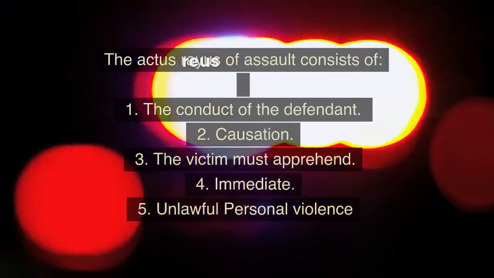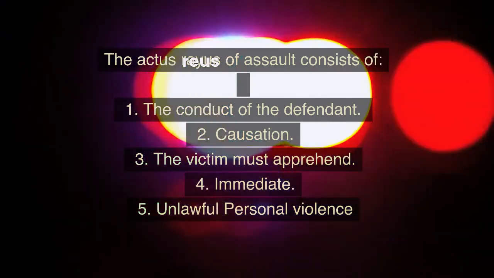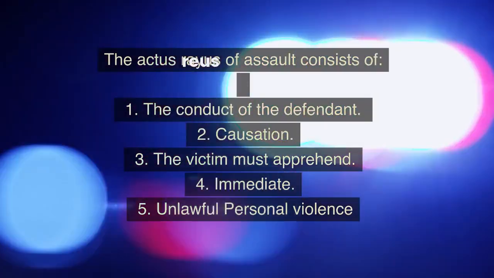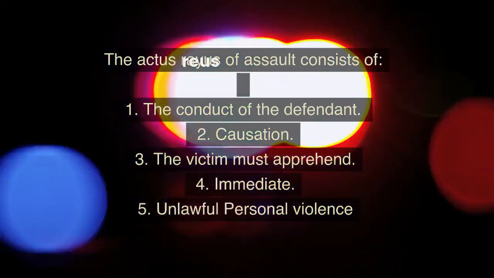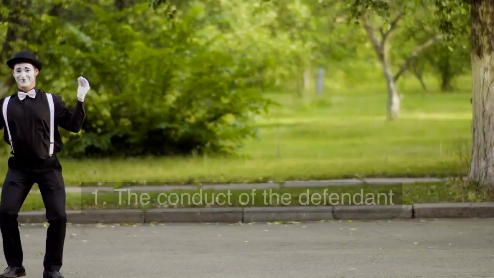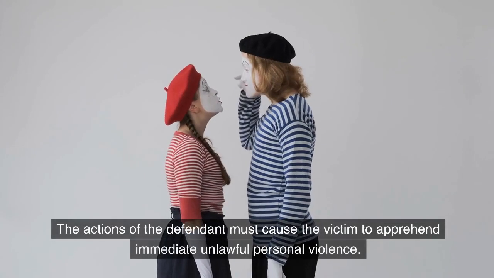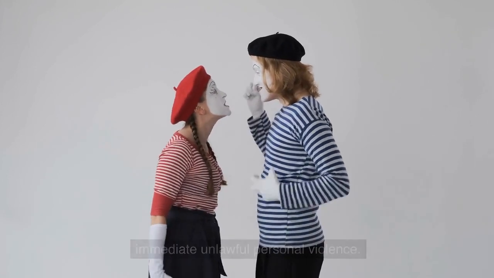The actus reus of assault consists of: 1. The conduct of the defendant. 2. Causation. 3. The victim must apprehend. 4. Immediate. 5. Unlawful personal violence. 1. The conduct of the defendant. The actions of the defendant must cause the victim to apprehend immediate unlawful personal violence.